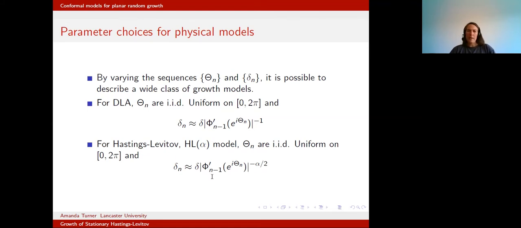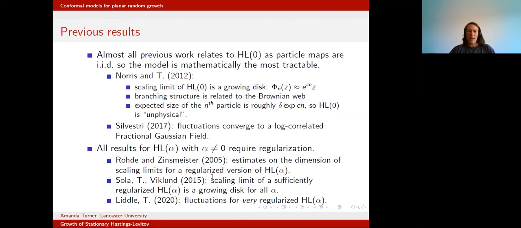And so this is what we call a regularization, and almost all the existing results for HL alpha with alpha non-zero are in some regularized setting. And so the main results are: in 2005, Stefan Rohde and Michel Zinsmeister found estimates on the dimension of scaling limits for a regularized version of HL alpha.